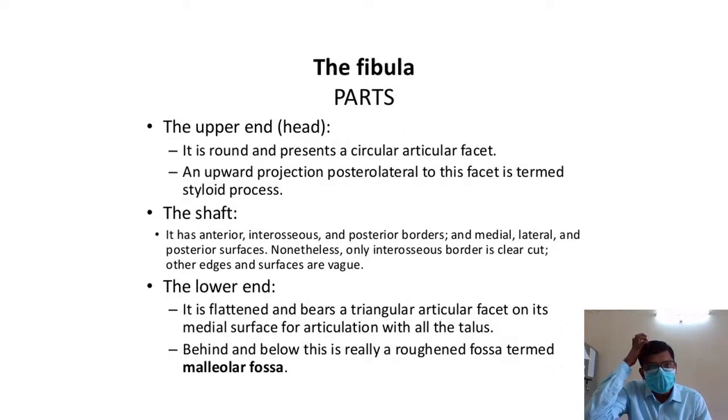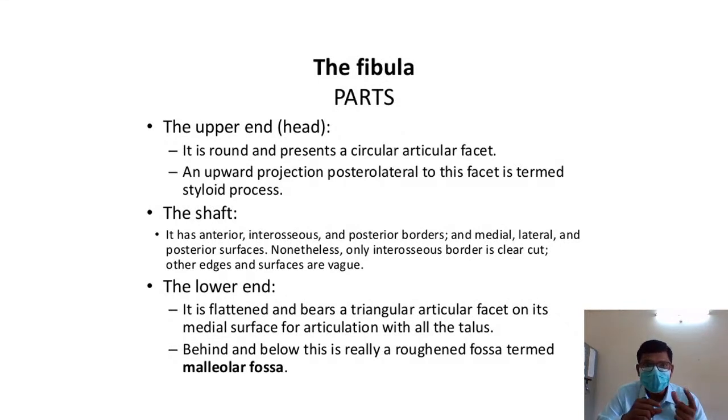Parts of the fibula. The fibula has three parts, that is the upper end, lower end, and a shaft. The upper end is round and presents a circular facet. An upward projection posterolateral to this facet is termed the styloid process. Coming to the shaft, it has anterior, interosseous, and posterior borders, and it also has medial, lateral, and posterior surfaces. However, please remember that only the interosseous border is clear in the case of the fibula, and all other borders and surfaces are vague.